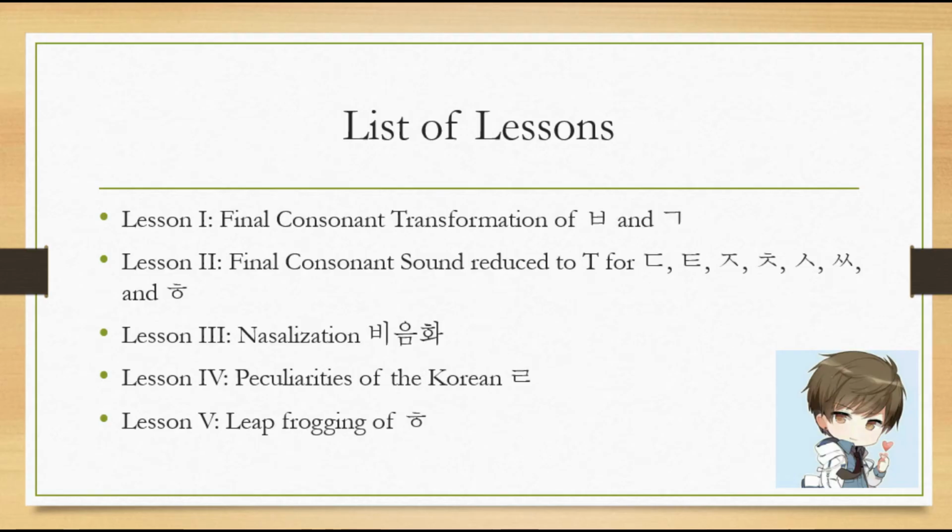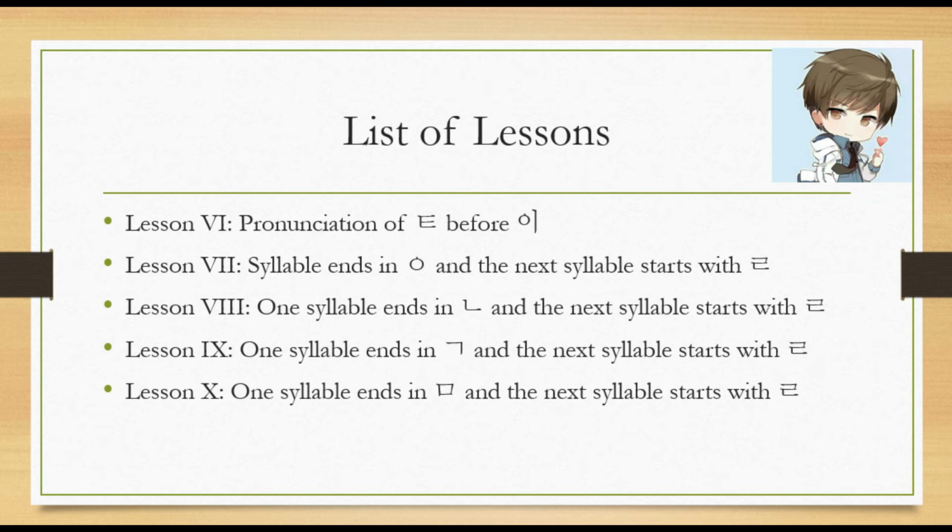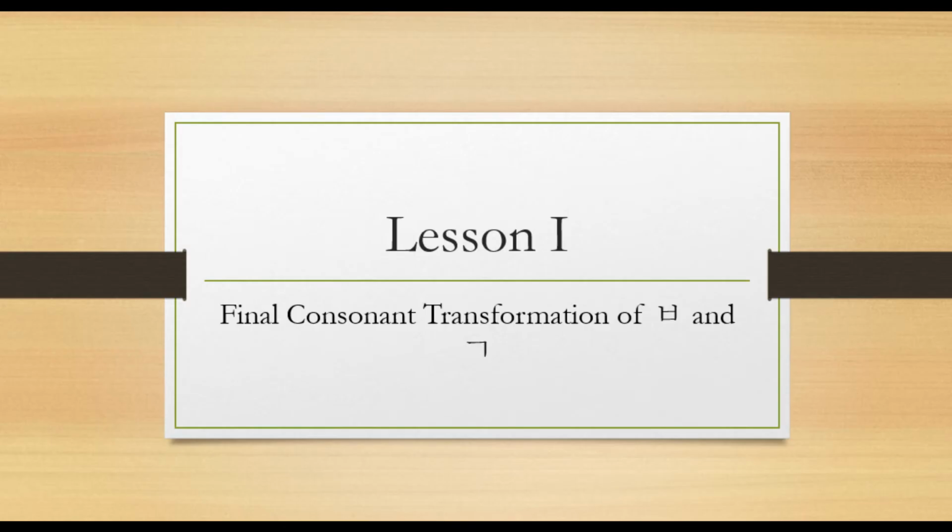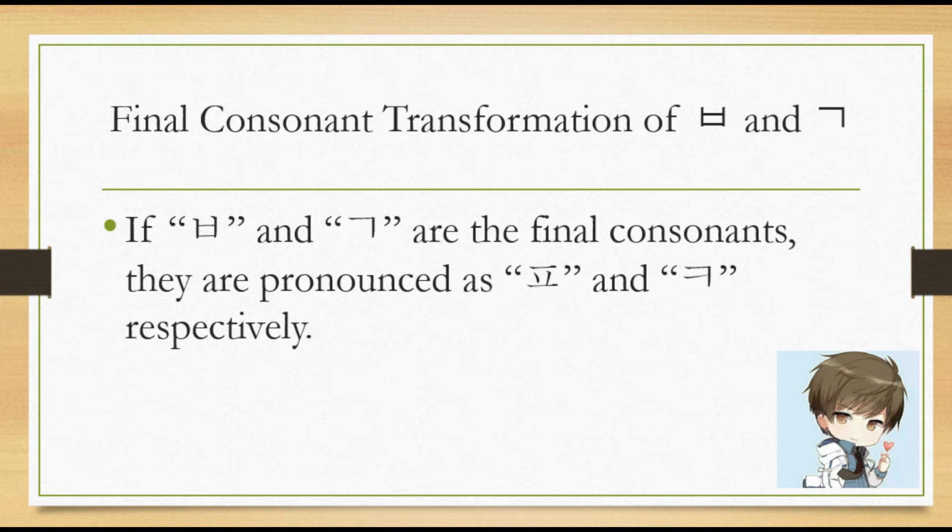So here are the list of lessons, and that will be a total of 13 lessons. Let's start with lesson 1. Final consonant transformation of B and G. Kapag ang B and G daw are final consonants, they are pronounced as P and K respectively.